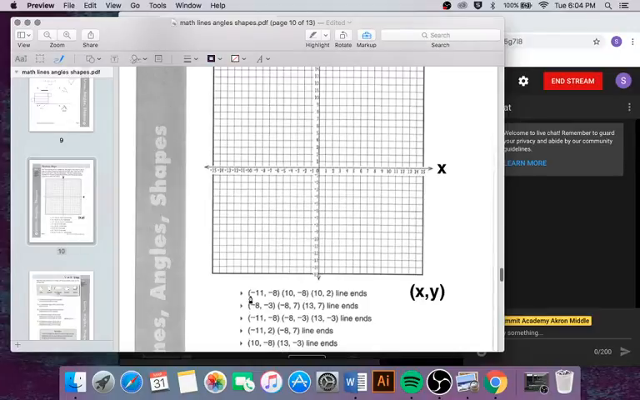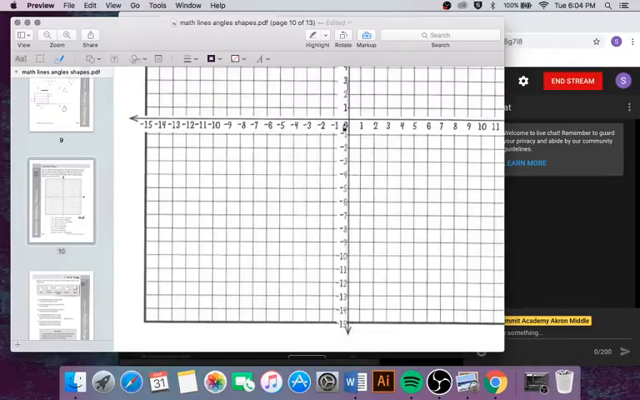So when you're plotting, each one of these 3 points is going to connect a line. So we have -11 is our x number, and -8 is our y number. So we're going to start here at 0, 0, and we're going to move over to our -11 number, and then we're going to move down to our -8 number, and we're going to plot a point.